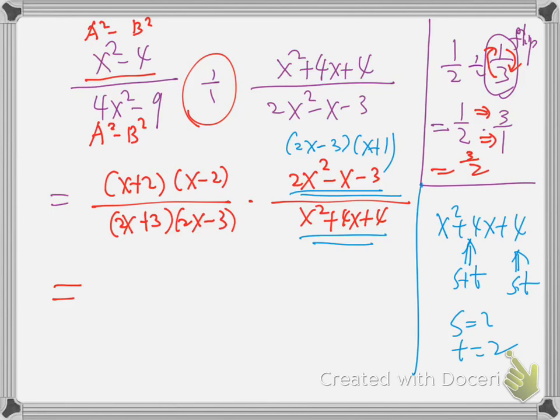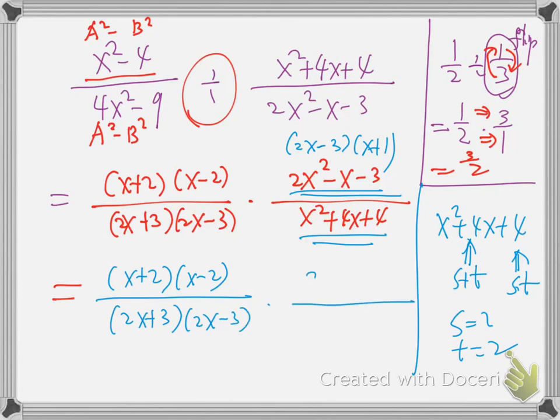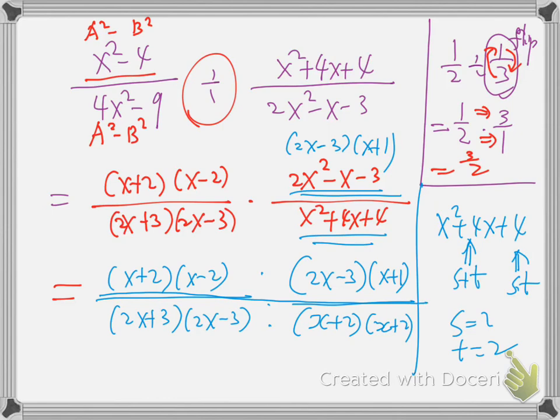So now let's rewrite it. x plus 2, x minus 2. I just copy the first one. And then the second one, we got 2x minus 3, x plus 1, and then the bottom is x plus 2, since s is 2, t is 2. So now the multiplication rule: top times top, bottom times bottom. So that's the big fraction after the multiplication. Now cancel common factors.